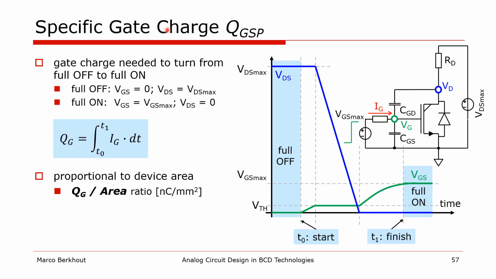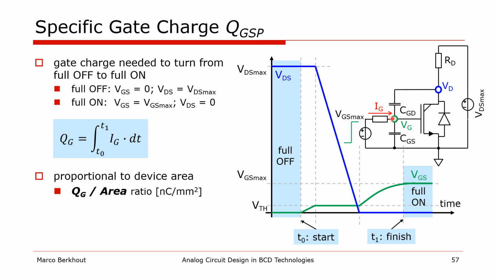Besides the specific on resistance, it is also interesting to know the specific gate charge. This is the charge needed to turn a DMOS from full off to full on and is determined using the simple circuit shown here. Initially, the gate source voltage is 0 and the drain source is at its rated value connected through a high ohmic resistor. Then the gate is charged to the maximum gate source voltage through a gate resistor.